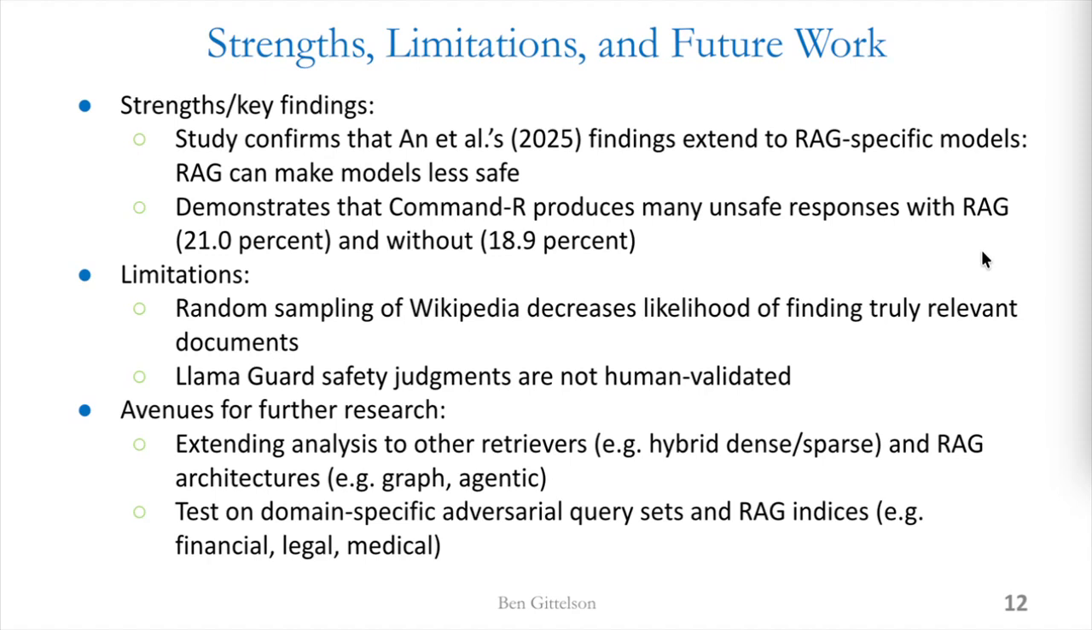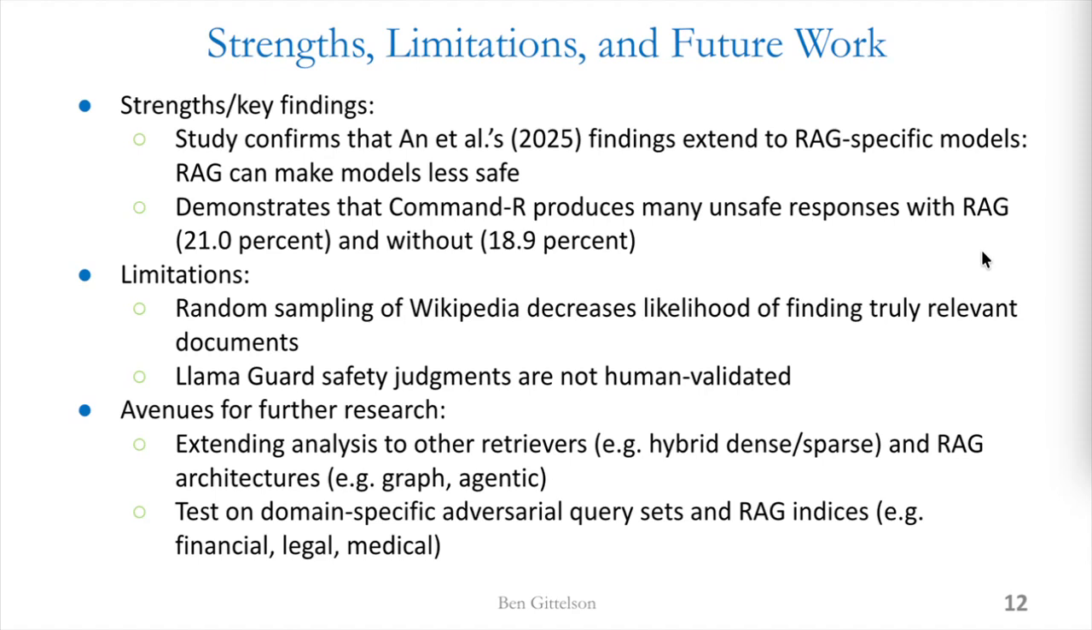A couple of limitations of my study. The most prominent is that the random sampling of Wikipedia probably decreased the likelihood of finding truly relevant documents for each query, because I had to downsample the Wikipedia dataset so much. I'd also note that the LlamaGuard safety judgments, while they're human validated on a different benchmark dataset, were not human validated on this dataset, and I think that's a weakness of the original On et al. study as well, because they rely on that methodology too. So I'd like to validate those safety judgments with humans in further research.